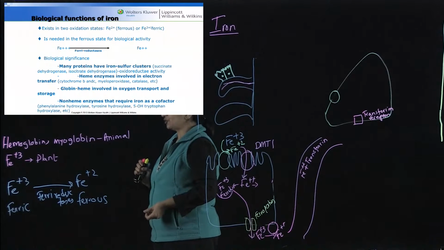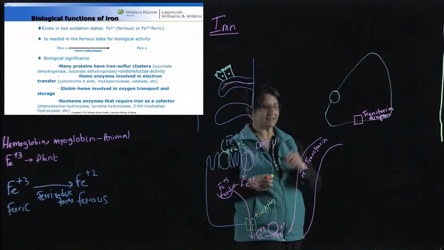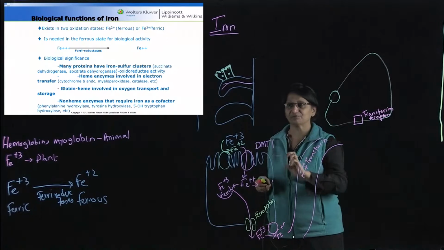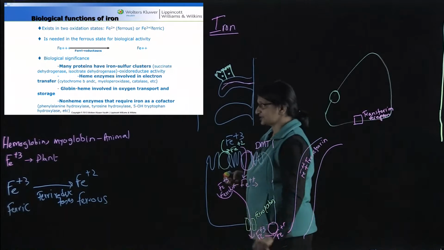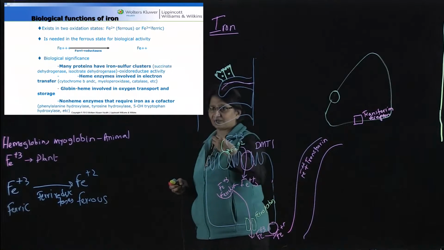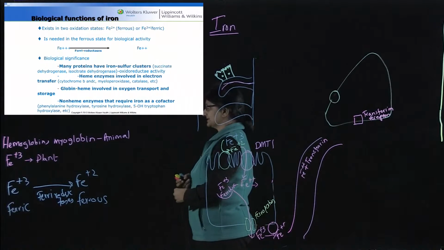And then, of course, heme as a part of hemoglobin is absolutely essential for the transfer of oxygen to all of the cells, being able to pick up oxygen from the lungs and then transport it to all the cells.